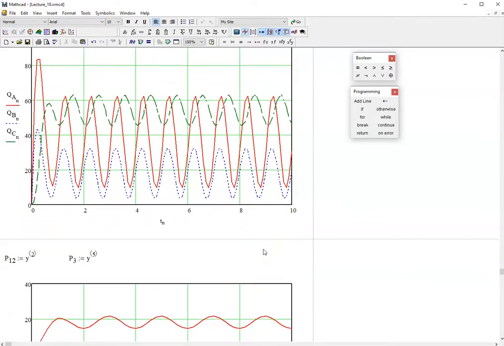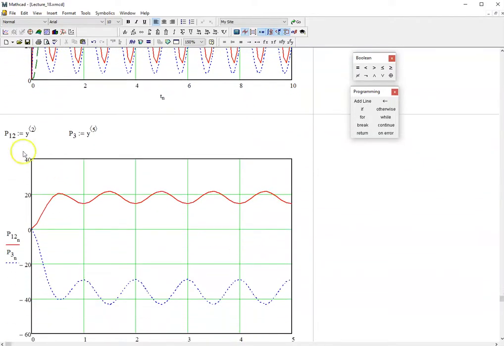Similarly, P12 is the second column of the solution array, while P3 is the fifth column of the solution array, by the same arguments that we established last time. We can access each of the columns of a two-dimensional array by using the directive control 6. So we need to do y control 6 2. So the second column of y is equal to P12 and the fifth column of y is equal to P3.